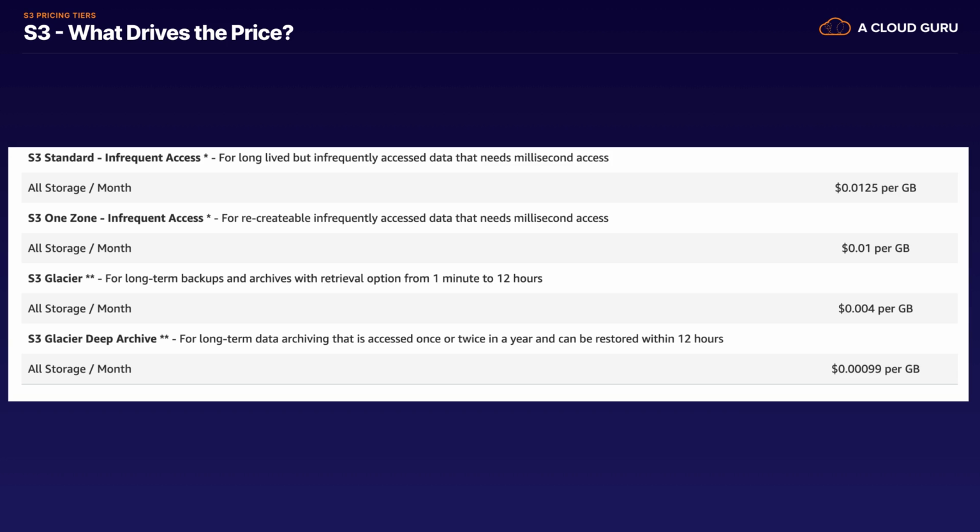We then have S3 Infrequently Accessed. Again, it's 1.25 cents per gig per month. We then have One Zone Infrequently Accessed. That goes down to just 1 cent per gig per month. We then have Glacier, so we're getting into less than a cent, $0.04 per gig. And then the cheapest out of all of them is S3 Glacier Deep Archive at 0.00099 per gig. So that is the cheapest.